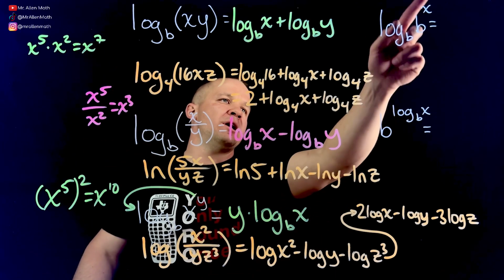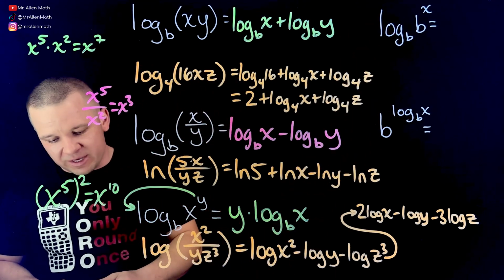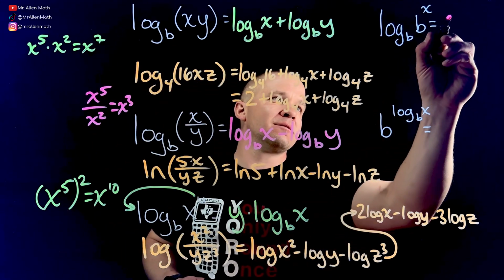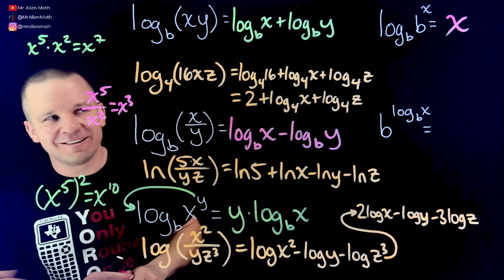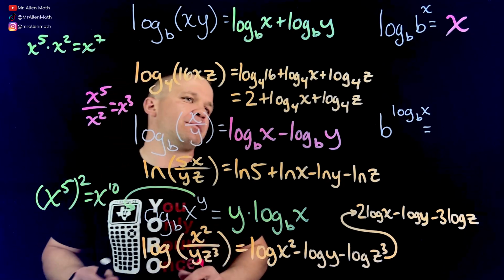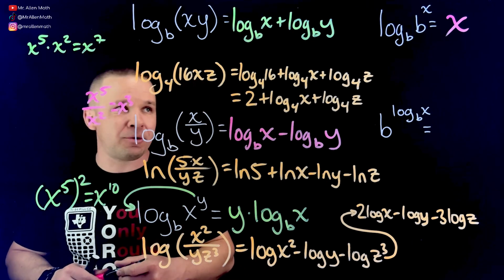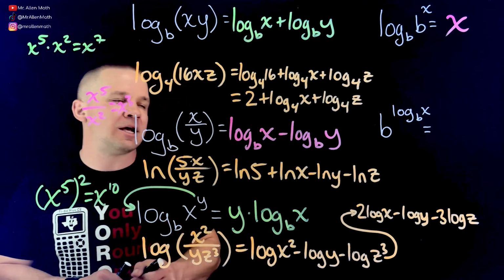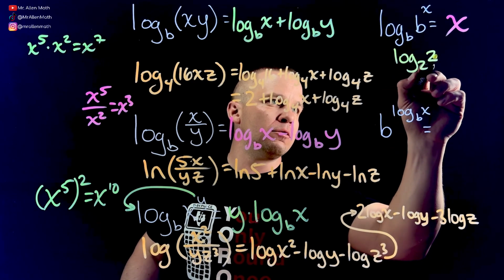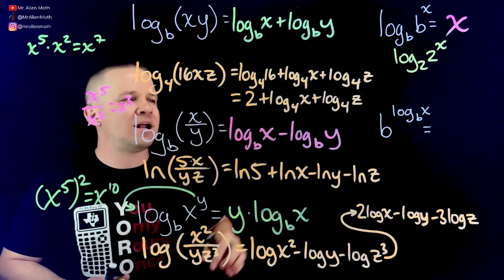I got log base b of b to the x. Well, this is pretty cool, okay? This just equals x. What? Well, why? Let me throw some numbers in here to give you an example, and I think it will make a little more sense. So if I had, say, log base 2 of 2 raised to the x, what would that equal here?